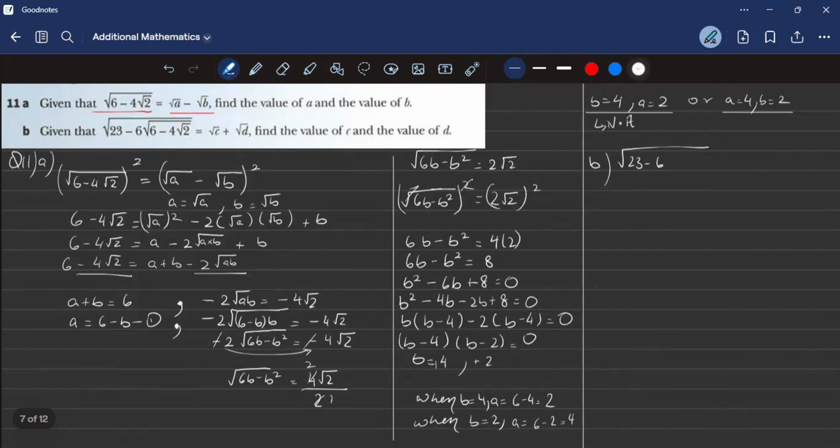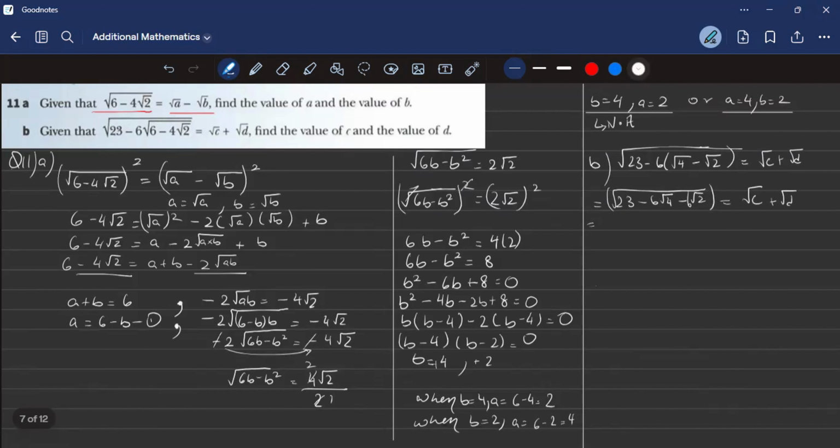So instead of this whole value, I'm going to write under root a minus under root b. What is under root a and what is under root b? Under root a is 4. We finalized this answer. And under root b is equal to negative under root 2. So this is what we are going to simplify it to, equals under root c plus under root d. Now the next step is to simplify this. 23 minus 6 under root 4 minus under root 2 inside an under root, in fact, this is minus 6 under root 2, sorry, equals under root c plus under root d.